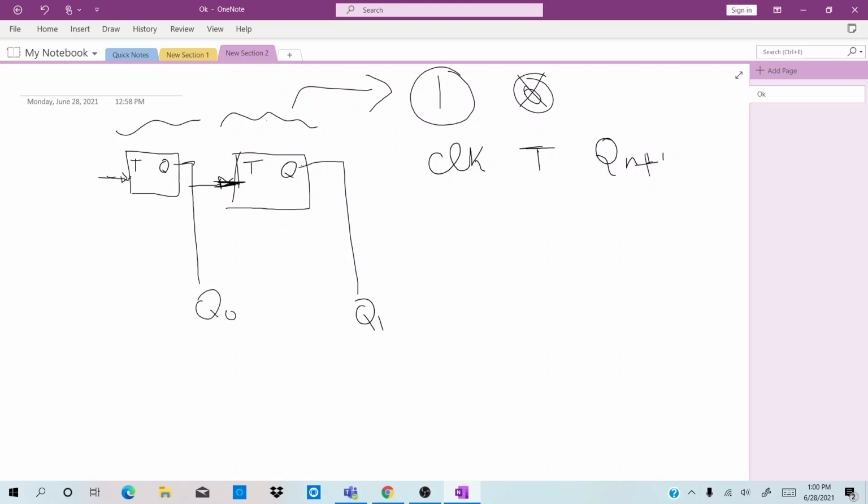First we have to know about the truth table of the flip-flop. So if the clock is 0, then we don't care about T, and the output is Qn. And if T is 0, it's Qn. If T is 1, the output is Qn bar. So the input of T is 1 as known, and this same input is given to the next flip-flop.